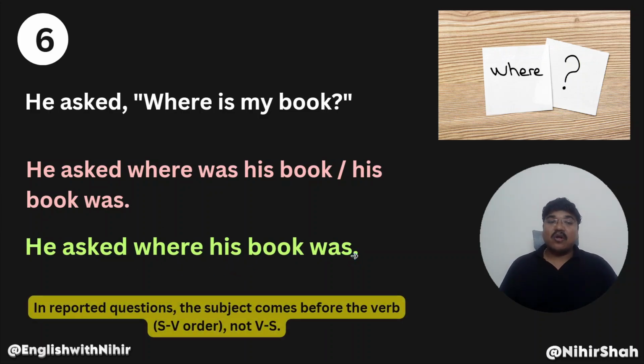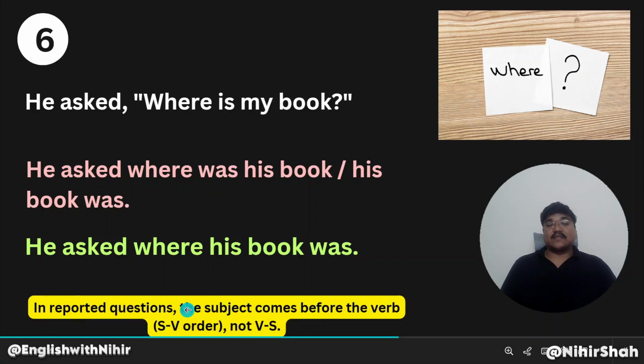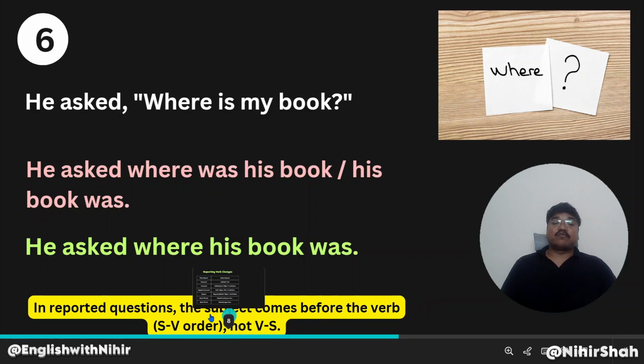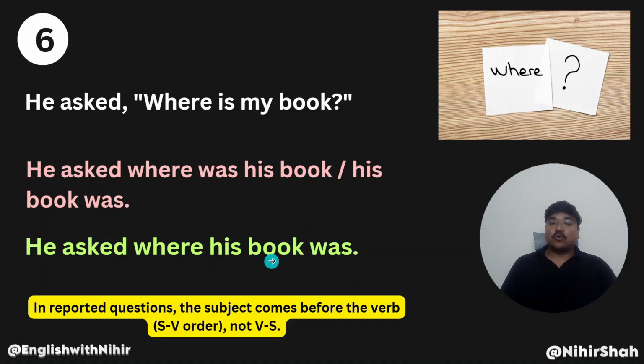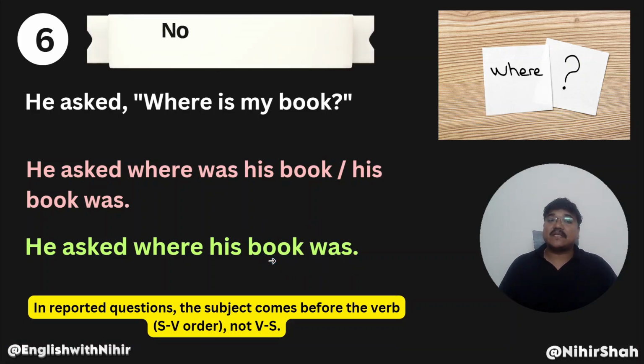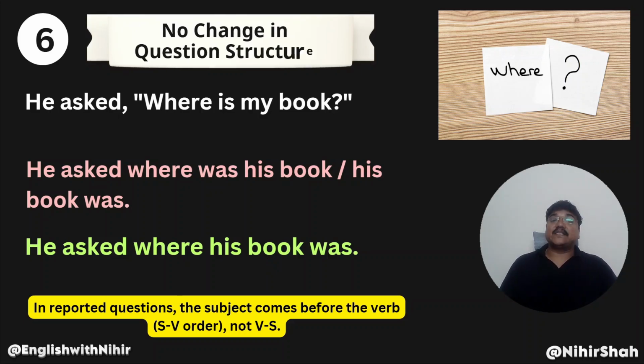Why is it so? In reported questions, the subject comes before the verb. See, this will be the order: subject, verb, and not verb, subject. So, here subject will come and then verb will come. Please note this. And this is the mistake number 6. No change in question structure. So, this mistake you have to avoid. Okay. Let's see another mistake that we do.